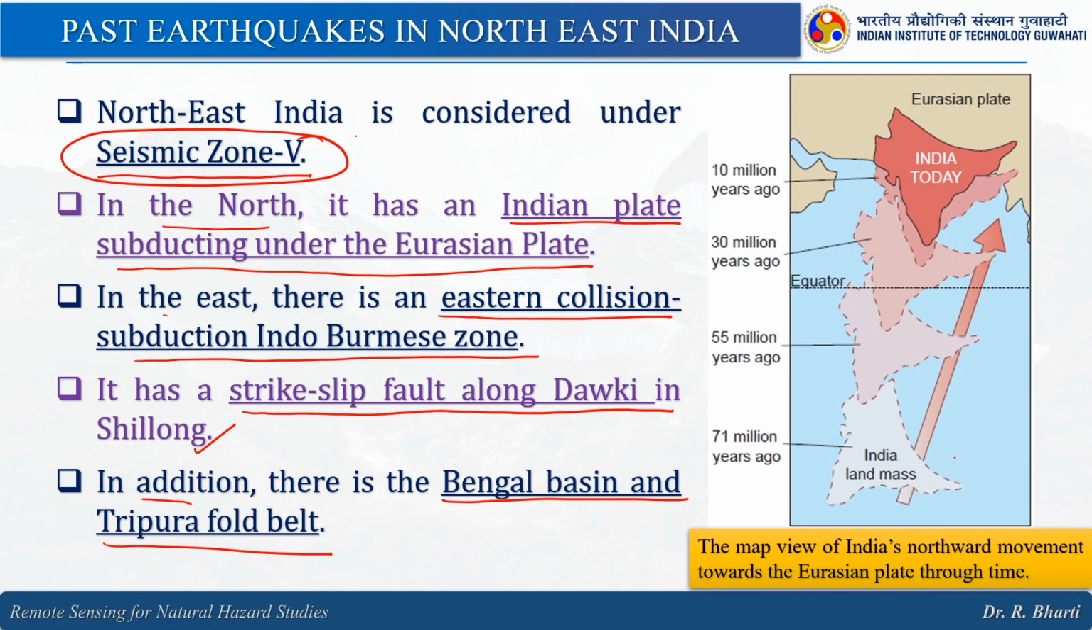And here you can see how India is moving because of continental drift and colliding with the Eurasian plate, and this leads to the formation of the Himalayan ranges, right. This map shows India's northward movement towards the Eurasian plate through time. So here you can see the time is also given.